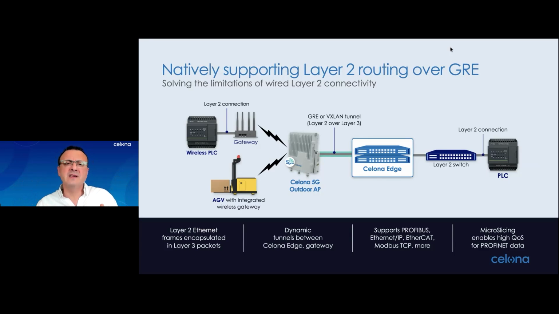But what we have seen is a demand for this, and at Celona, we support all of these kinds of layer 2 use cases through layer 2 tunneling over the private 5G network using mechanisms like GRE and VXLAN. So we essentially carry the layer 2 Ethernet frames encapsulated in layer 3 packets, because 5G is inherently a layer 3 technology, but with the tunneling, we're able to carry these layer 2 Ethernet frames in this layer 3 network. In this architecture, the gateway near the industrial device encapsulates the traffic and sends it over the secure tunnel over private 5G, and on the other end, Celona Edge terminates that tunnel and presents the traffic into the enterprise network.